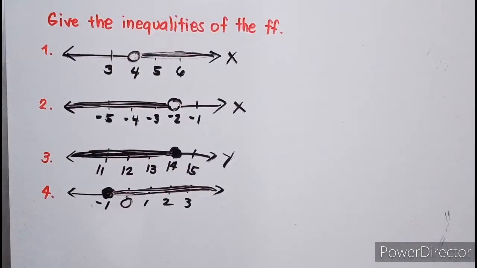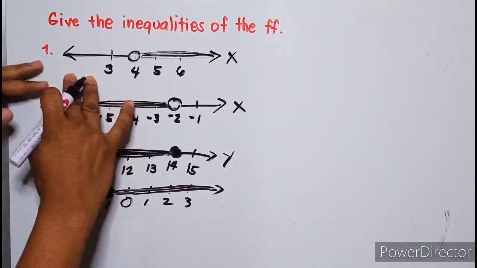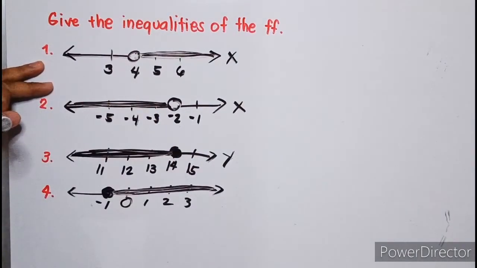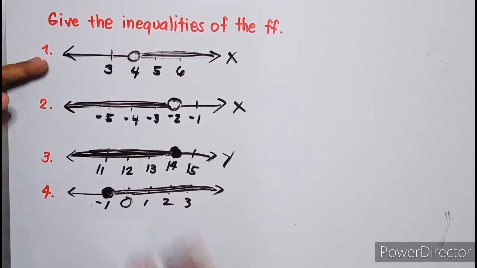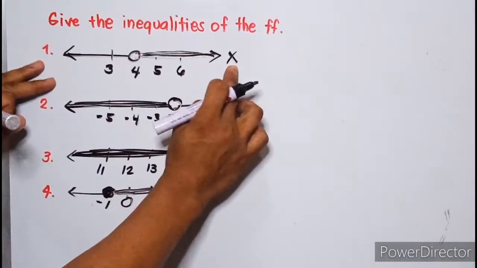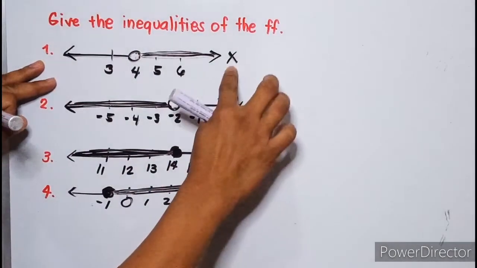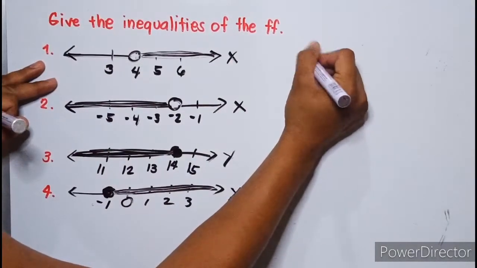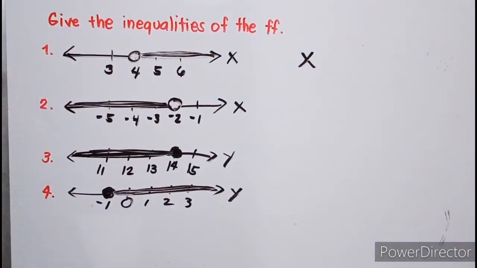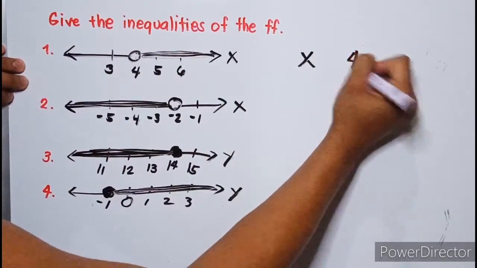Another set of review. Direction: give the inequalities of the following. So, number 1. We are going to take a look first at our number line. Look at the value where you can find the circle. So, it is in 4. Then, you are going to know what's the variable. So, we have x, so we are going to write x. Then, our 0 is 4.